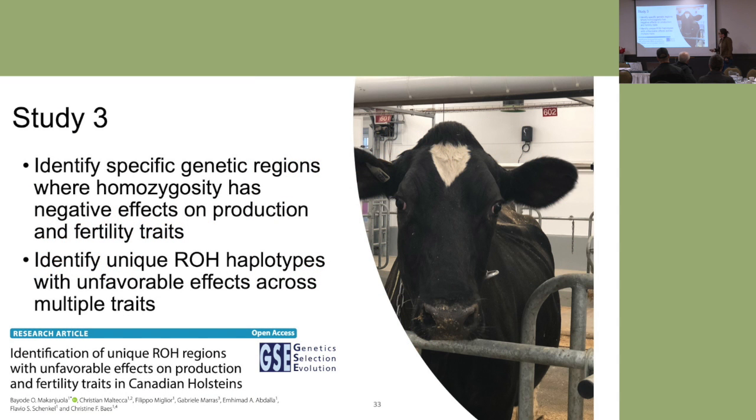Third study, we wanted to find specific genetic regions where homozygosity has negative effects on production and fertility traits. So that last study was pretty cool, but we said, all right, we can do better. We can look at the DNA and find out where exactly in the DNA there are spots that are homozygous and have crappy effects on phenotypes. We want to see if we can actually localize those spots with genomic information. And this was published in Genetic Selection Evolution, I think last year.